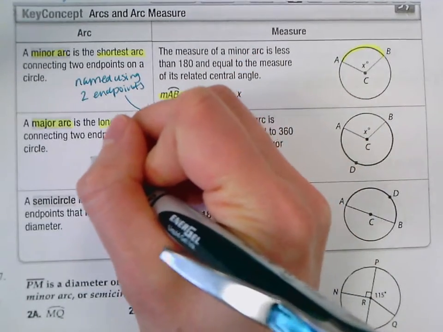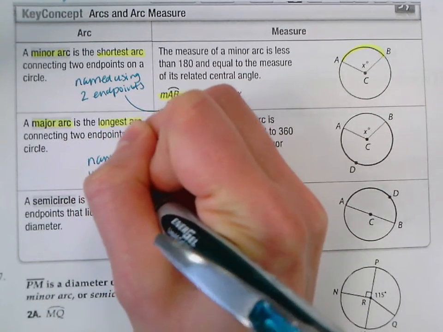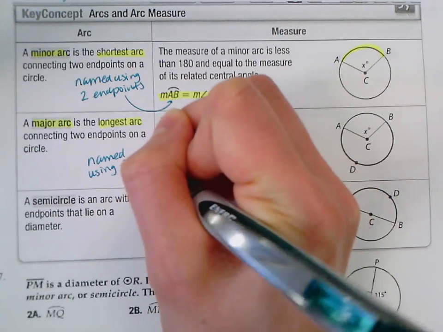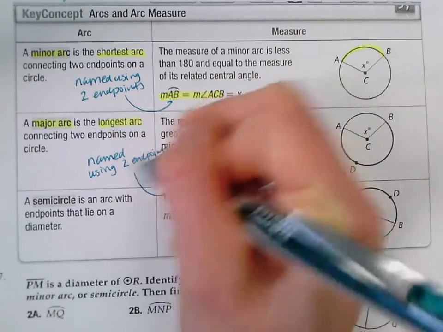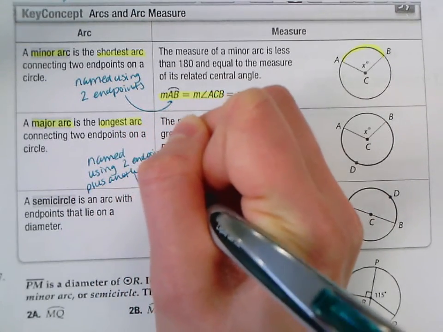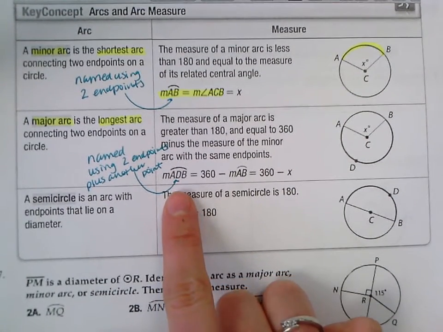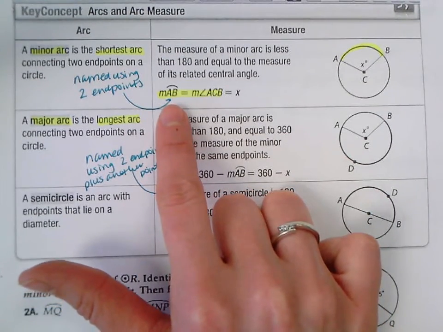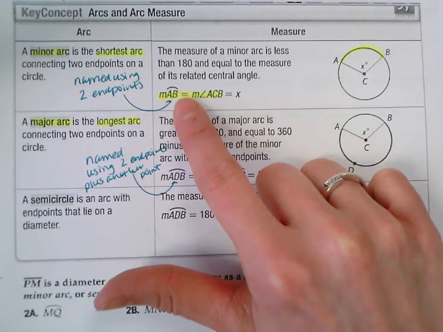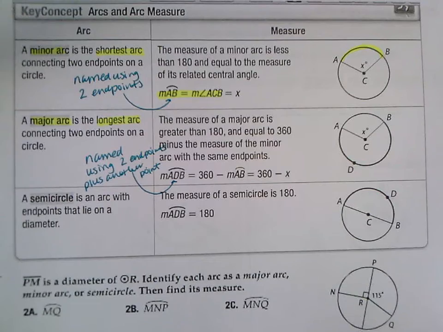So the major arc, if you want to make a note to yourself, is named using 2 endpoints plus another point. Because that way, if you're just given, like, find the measure of arc ADB versus find the measure of arc AB, you know this one should be the minor arc because there's only 2 letters. This one should be the major arc because there's 3. So that can help you out knowing which one to look at on the circle.